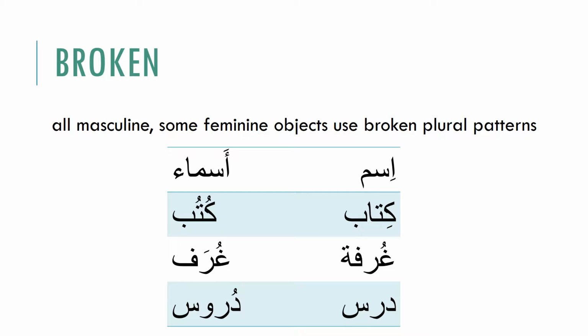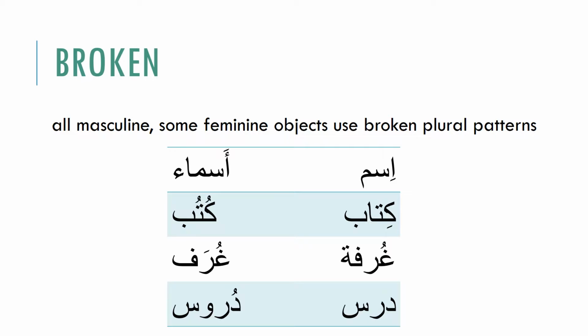Broken plurals are used for all masculine and some feminine objects or animals. They involve changing the vowels from the singular form. Notice the difference between Medina, city, and mudun, cities. The same thing happens with kitab and kutub.